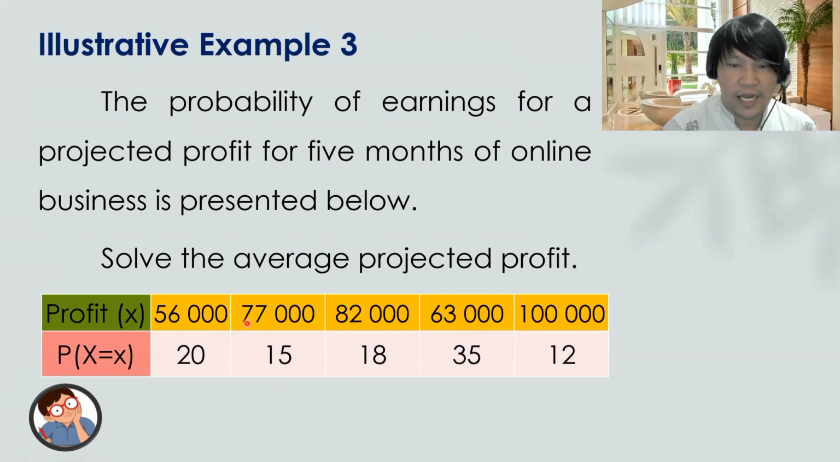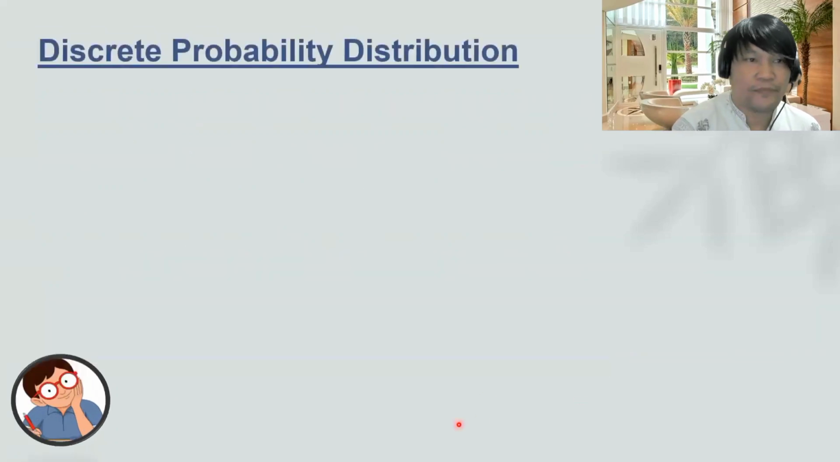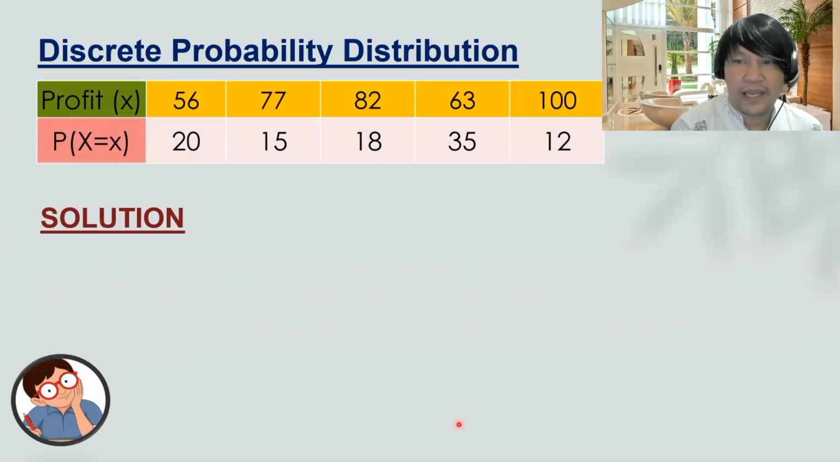Here is our distribution. Now, as you can see, we do have 20, 15, 18, 35, and 12. Now, the total sum here is equal to 100. Therefore, it can be expressed in decimal. This will become 0.20, 0.15, 0.18, 0.35, 0.12. Or if you want, you can have 20 over 100 since the sum here is equal to 100. Okay? Therefore, how are we going to get the expected average of profit?